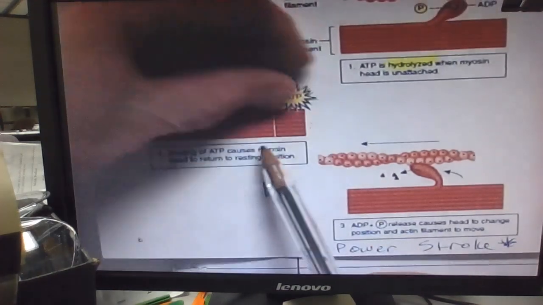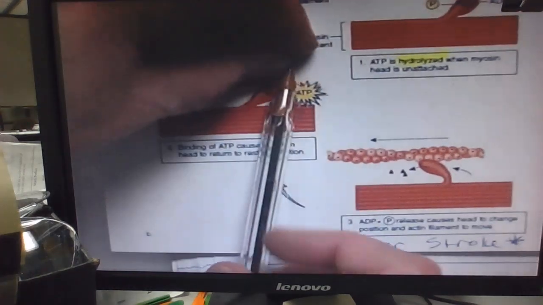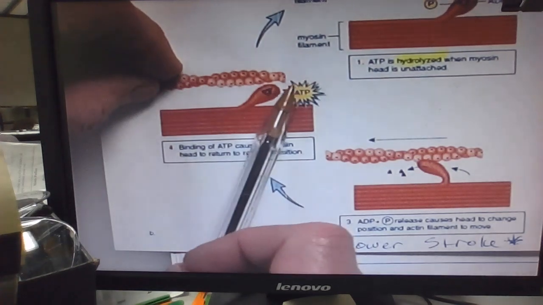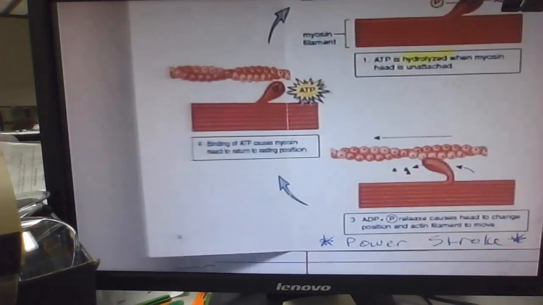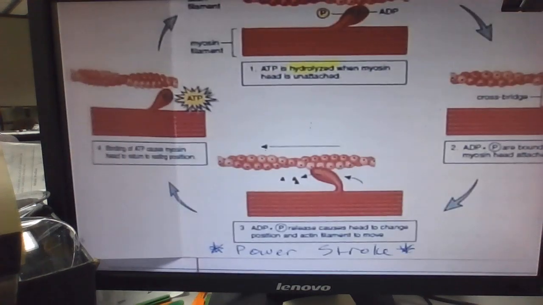But this has already been pulled, and so this pulls it and then resets, and then it can pull it again and then reset and pull it again and then reset, and that's what allows it to continue moving closer to the middle. Sliding filament theory. Okay, yeah, we'll do that in class. Sliding filament theory, muscle contraction. That's what we got going here.